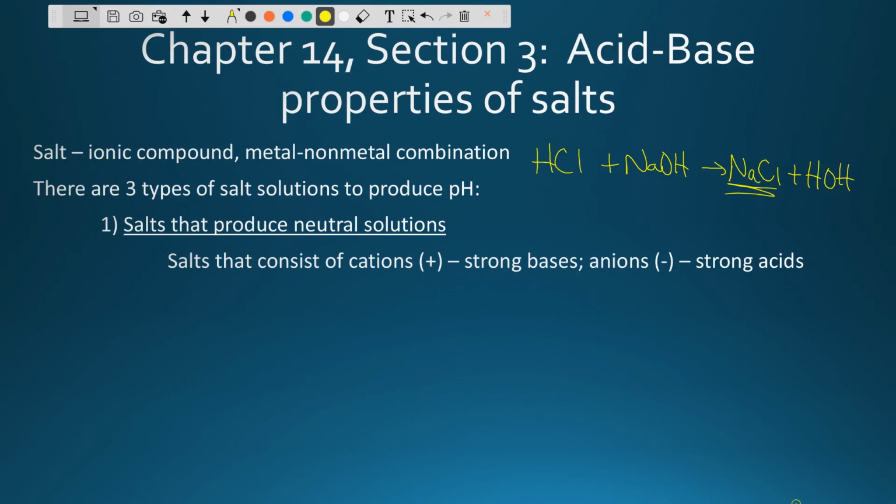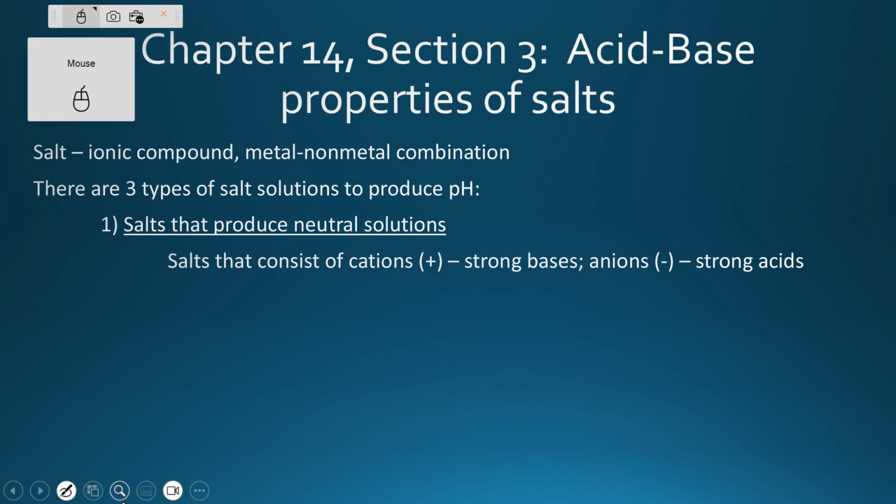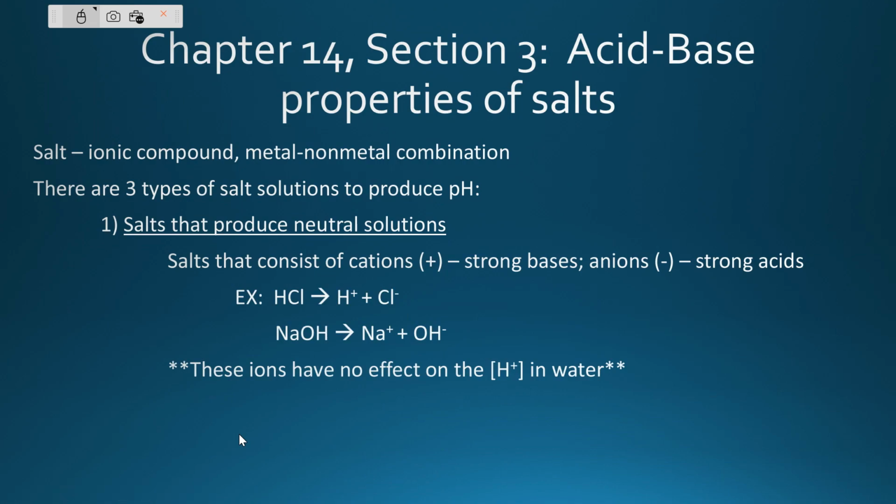So here's an example of a salt that's going to be produced. There is no pH being produced because the equal number of hydrogen ions is going to balance my hydroxide. So there's no pH produced from that particular reaction. All right, so taking a look at salts producing neutral solutions, these ions would have no effect on the hydrogen concentration within the water.